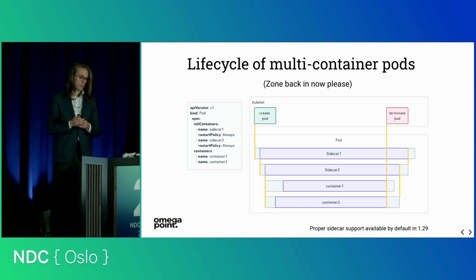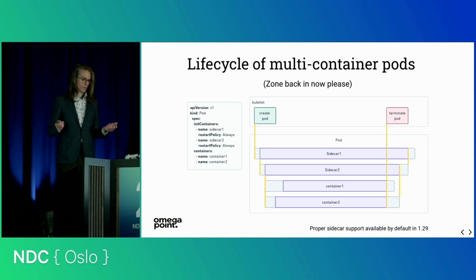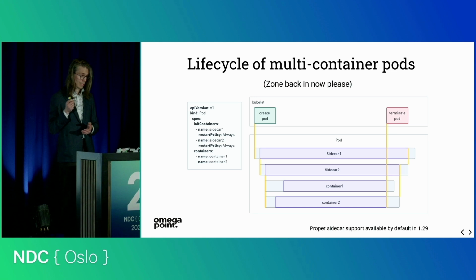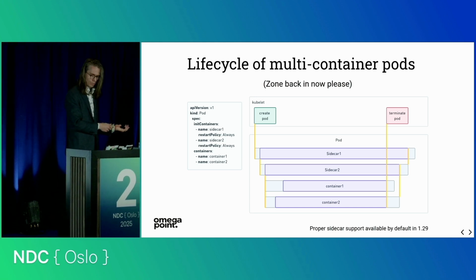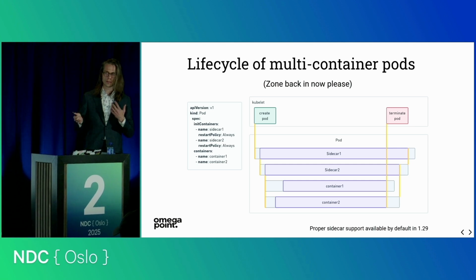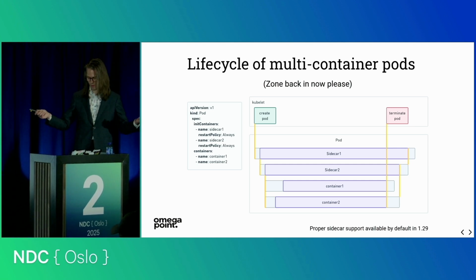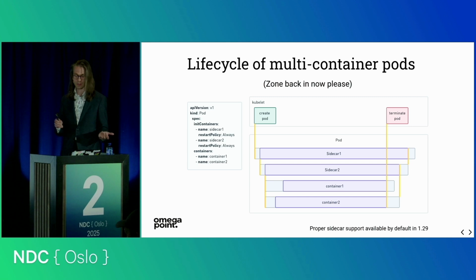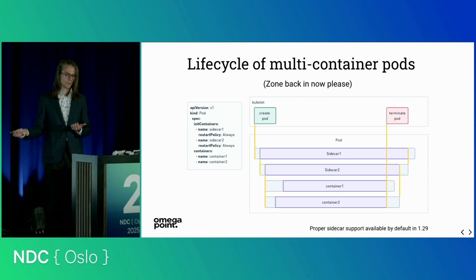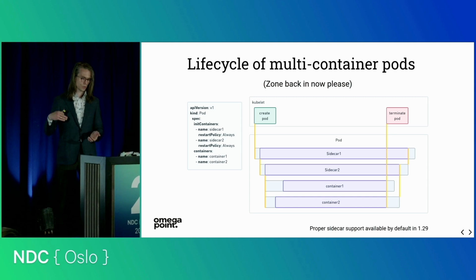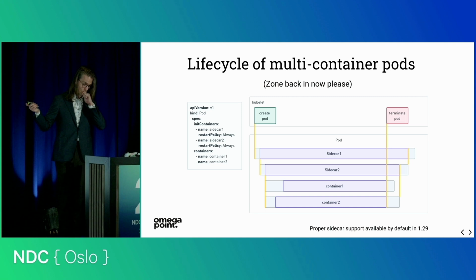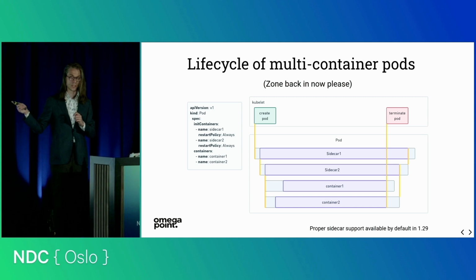When all of the init containers are started, the main containers are started all at once. And then at the other end of the diagram, when we terminate the pod, we first start by sending SIGTERM and eventually possibly SIGKILL to the main containers. And when all of the main containers have exited, we start by terminating the sidecars, and then we move from the bottom up. So in that way, we can actually have sidecars depend on each other.